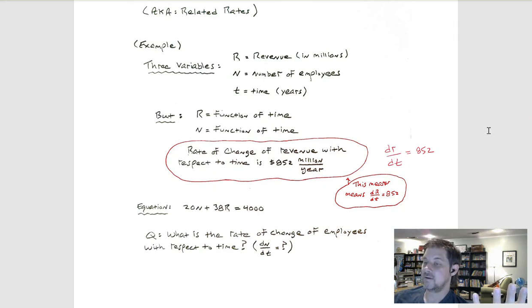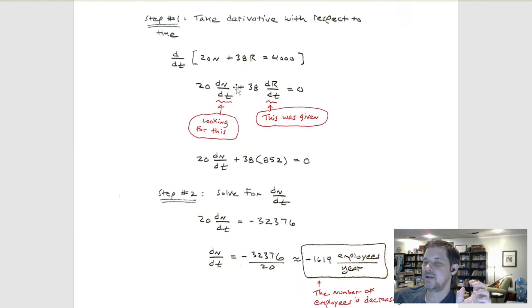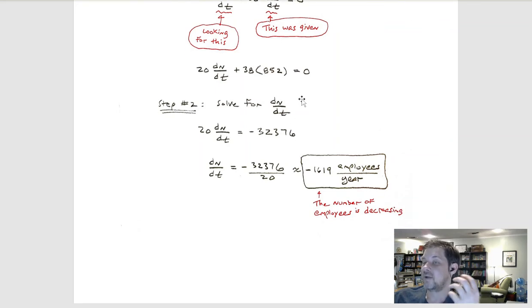That's dR over dt, change in revenue over change in time. I know that one. I want to know how the number of employees is changing with respect to time. So that's why I say I'm looking for this, and I know this one. So I put dR over dt is 852. And then I leave this in here, dN over dt, and I try to solve for it. If I can solve for dN over dt, that will be how fast the number of employees is changing with respect to time.